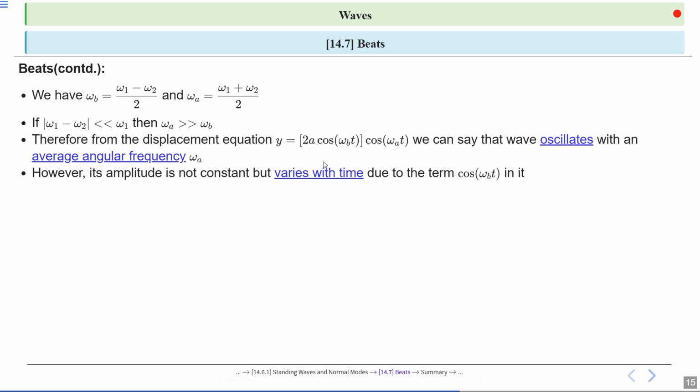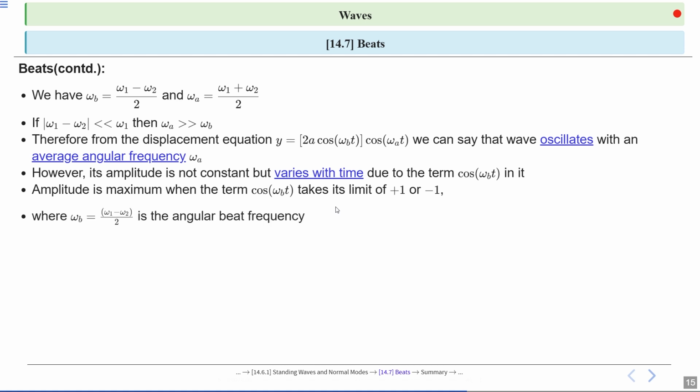However, its amplitude is not constant but varies with time due to the term cos omega b t in it. Amplitude is at its highest when the cosine term cos omega b t reaches its maximum value of either plus 1 or minus 1. This happens periodically as the cosine function oscillates between these extremes, where omega b equal to omega 1 minus omega 2 divided by 2 is the angular beat frequency.